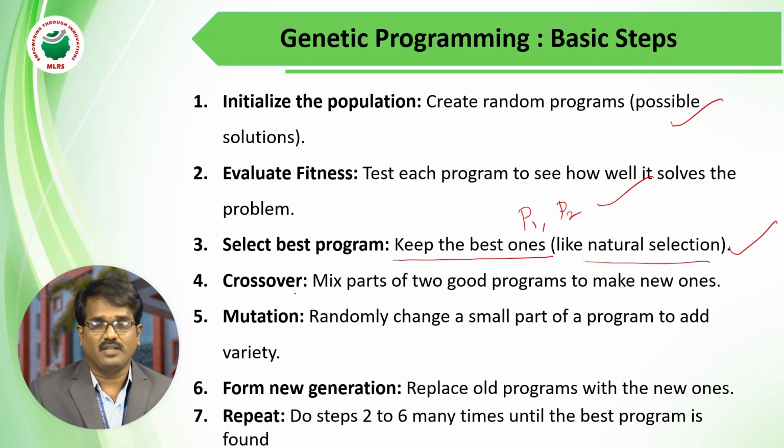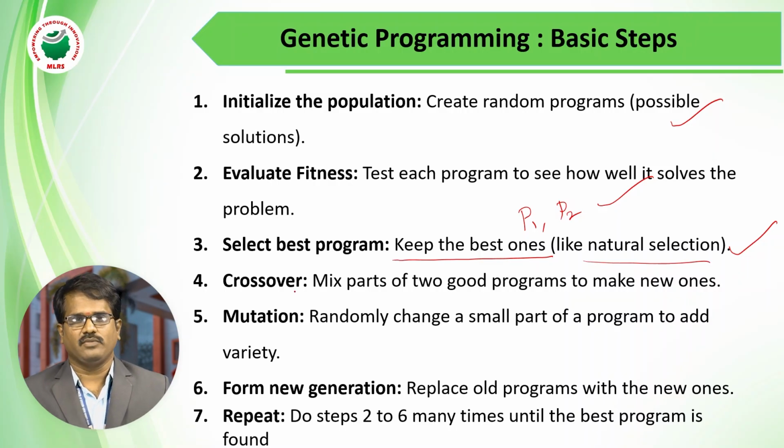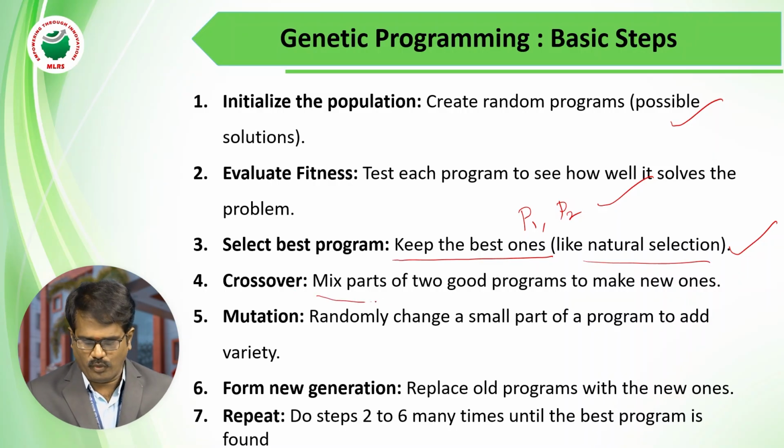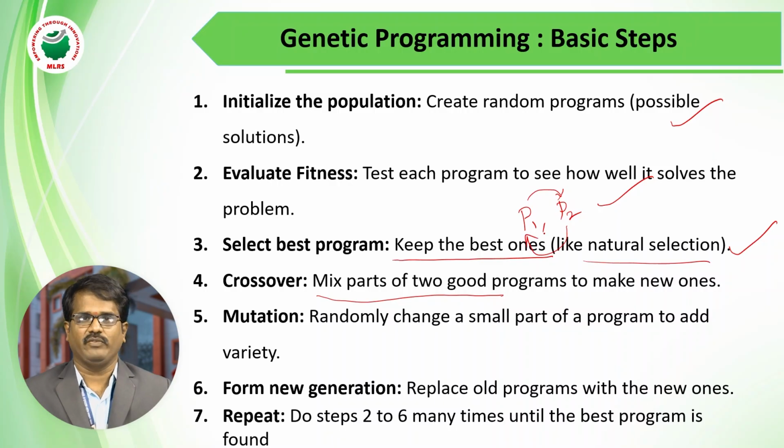Now we need to do the crossover. How can we do the crossover? Mix parts of the 2 programs. Some parts of P1 are replaced with P2, and some parts of P2 are replaced with P1. Like that, we do the crossover. After performing the crossover, we need to apply mutation.